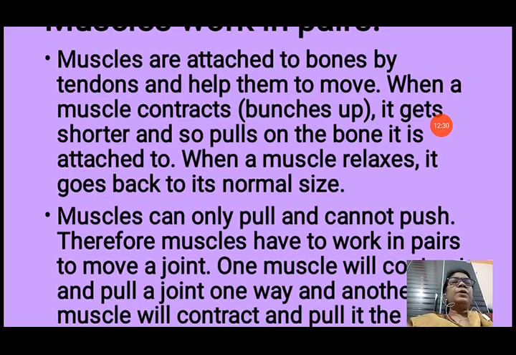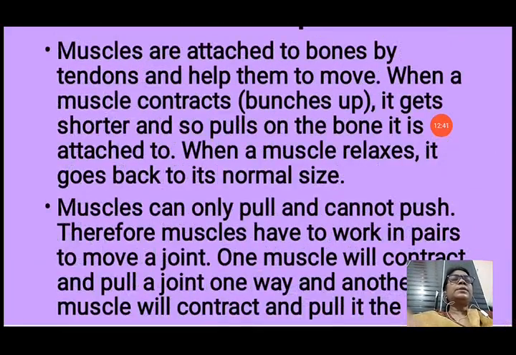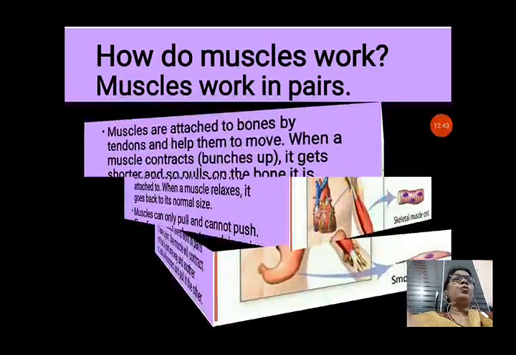Therefore, muscles have to work in pairs to move a joint. One muscle will contract and pull a joint one way, and another muscle will contract and pull it the other way. So one side contracts and the other side relaxes, and like this they help the bones to move.